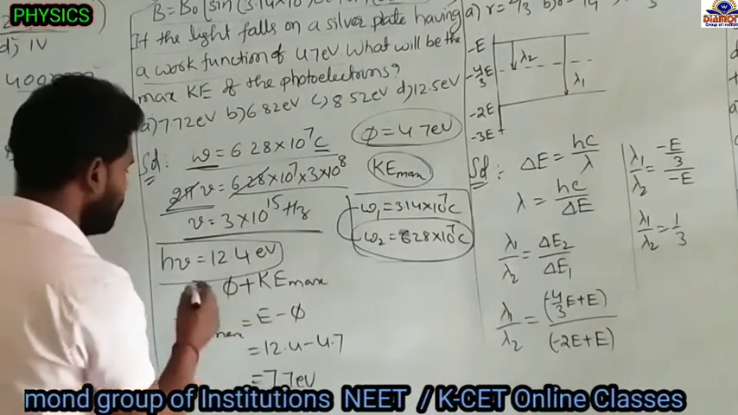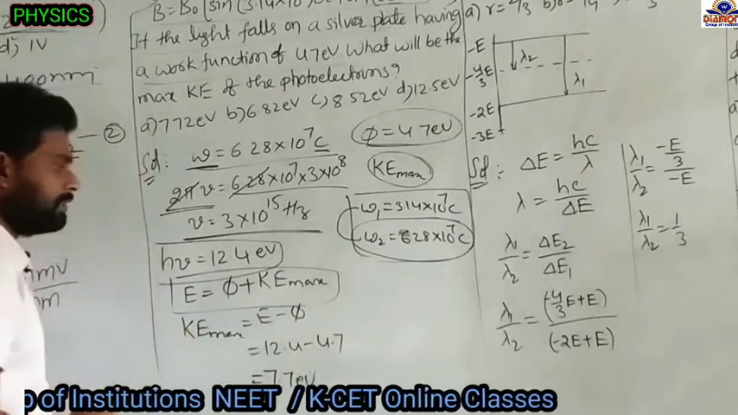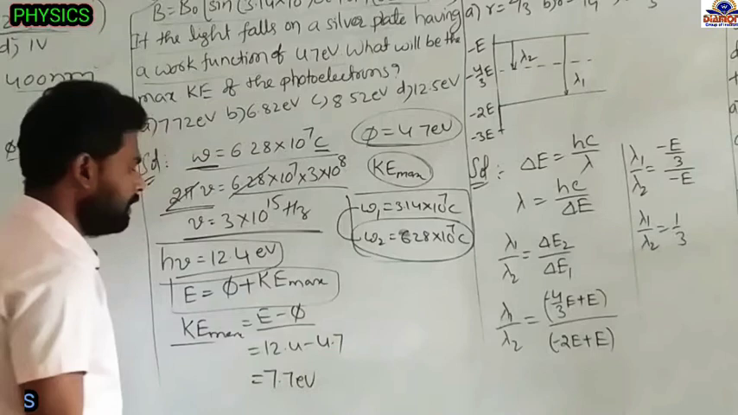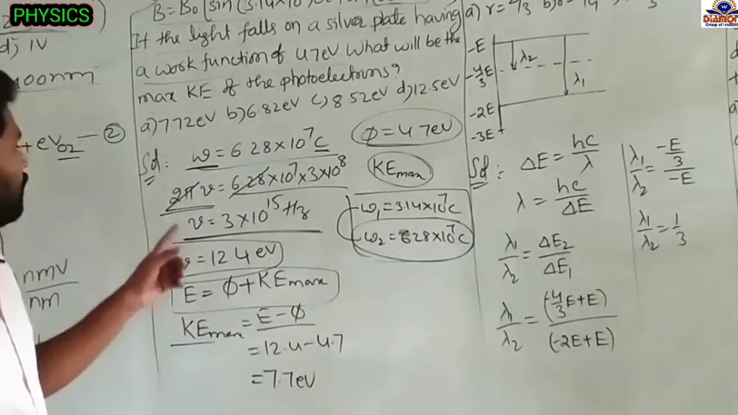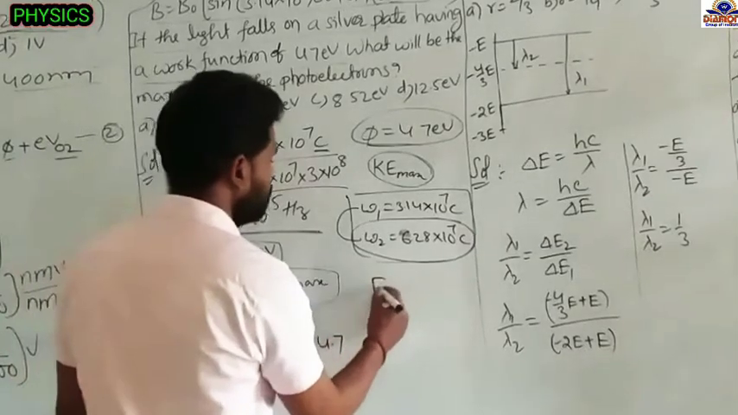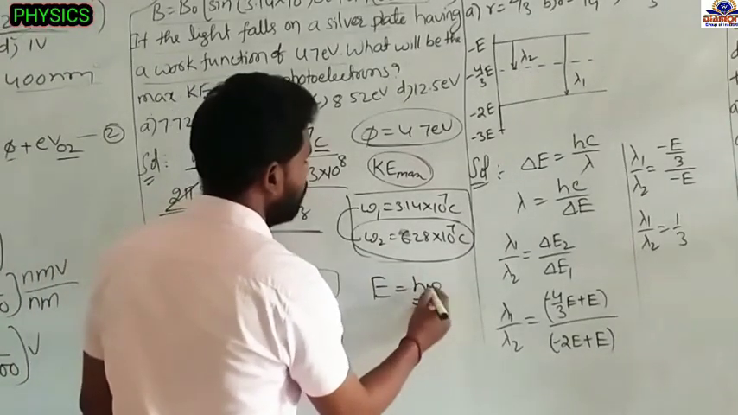And the next formula. We have to find the kinetic energy. E equals phi plus KE max. Now KE max equals E minus phi. We have to find the E value. We know the nu value, so E equals h nu. Energy equals h nu. We know the h value and the nu value.